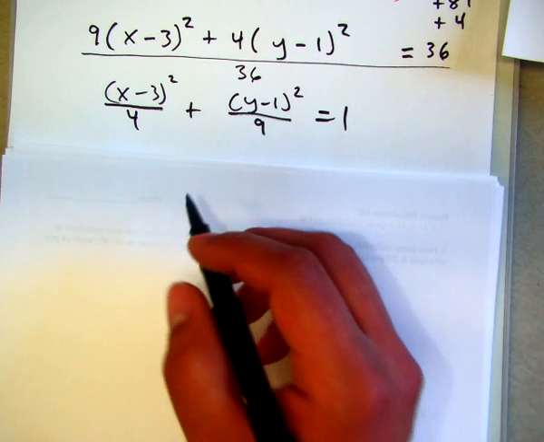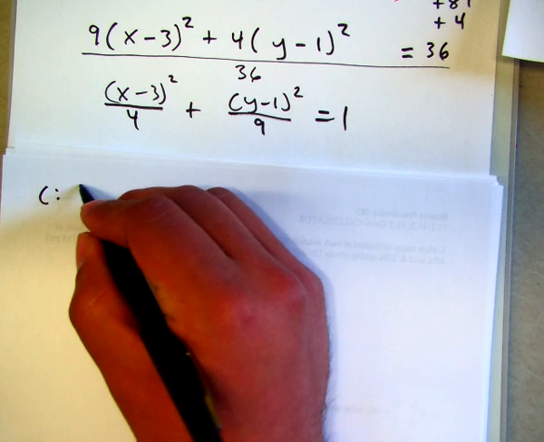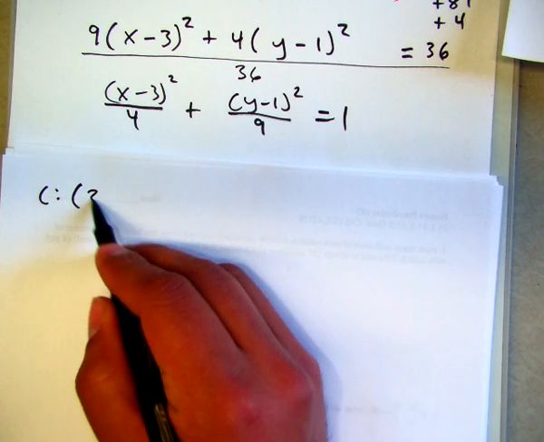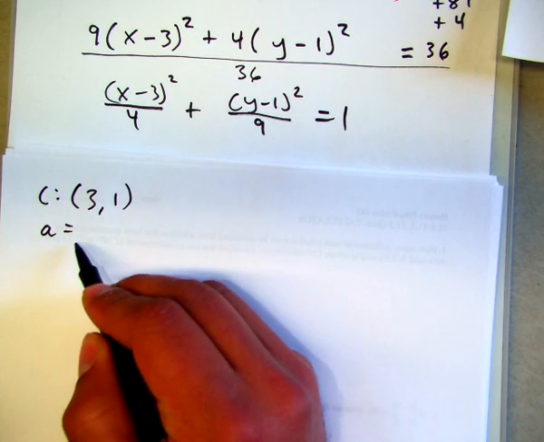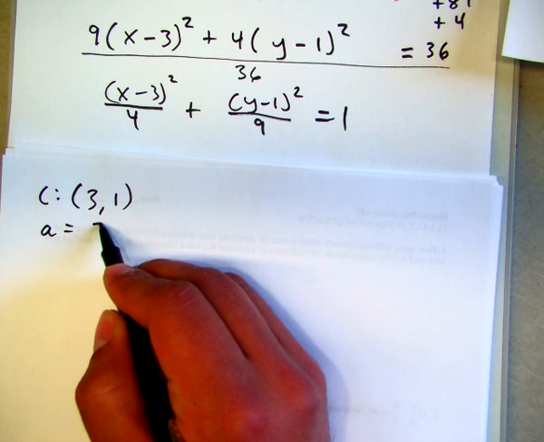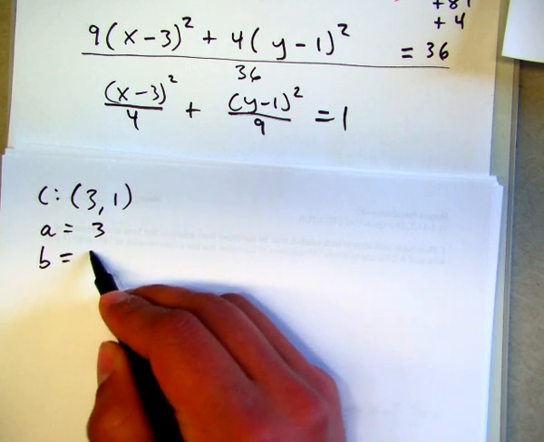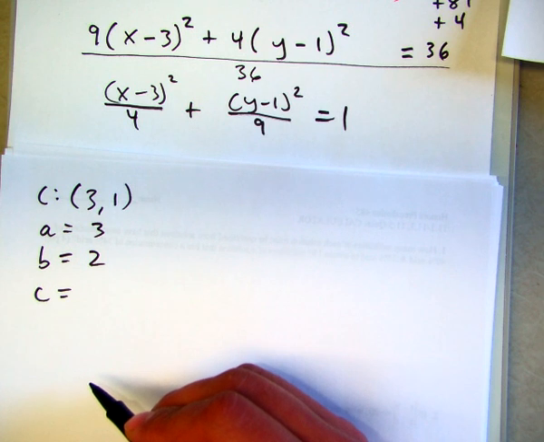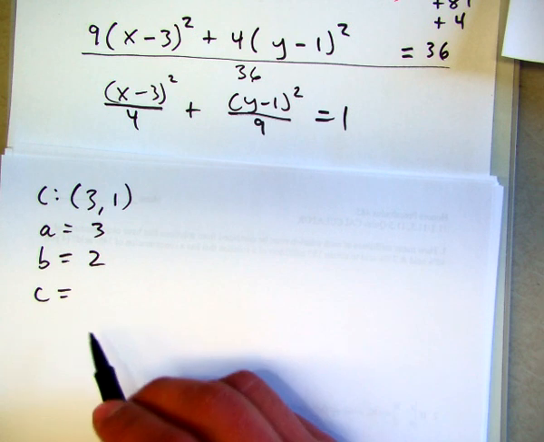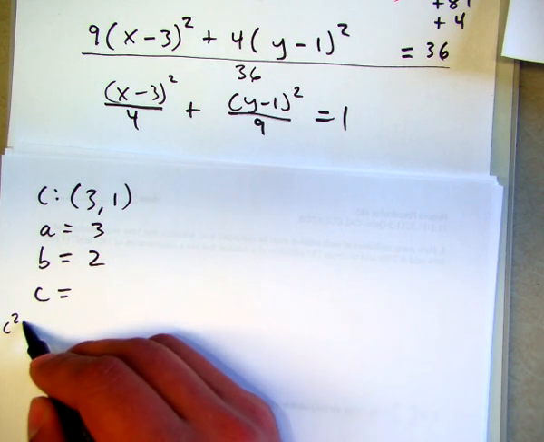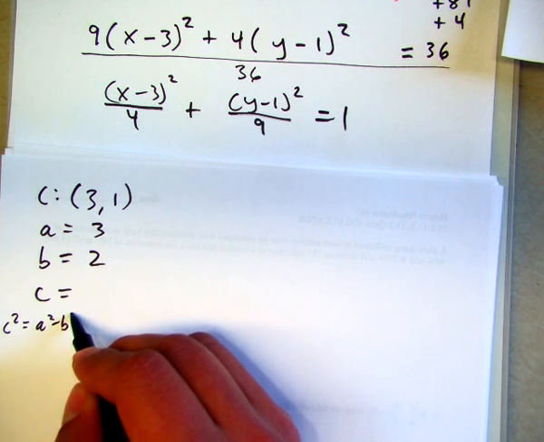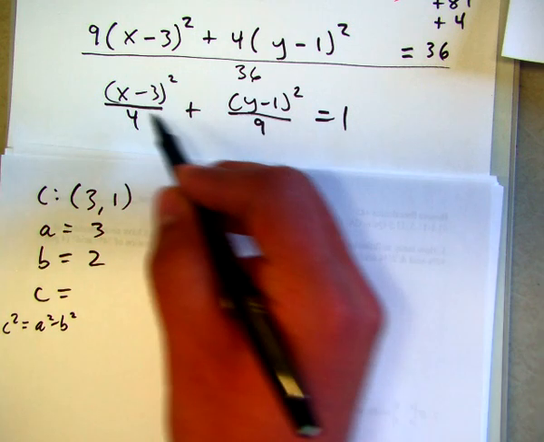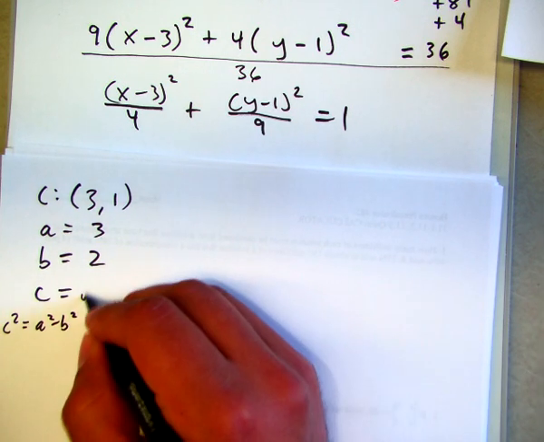So let's write things down. Center is where? Center, 3, 1. What's A? 3. B? 2. C? Wait, hold on. If you can't get C right away, just think of the equation. C squared is what? A squared minus B squared. Shortcut is just find the difference. We get 5, right? So root 5.